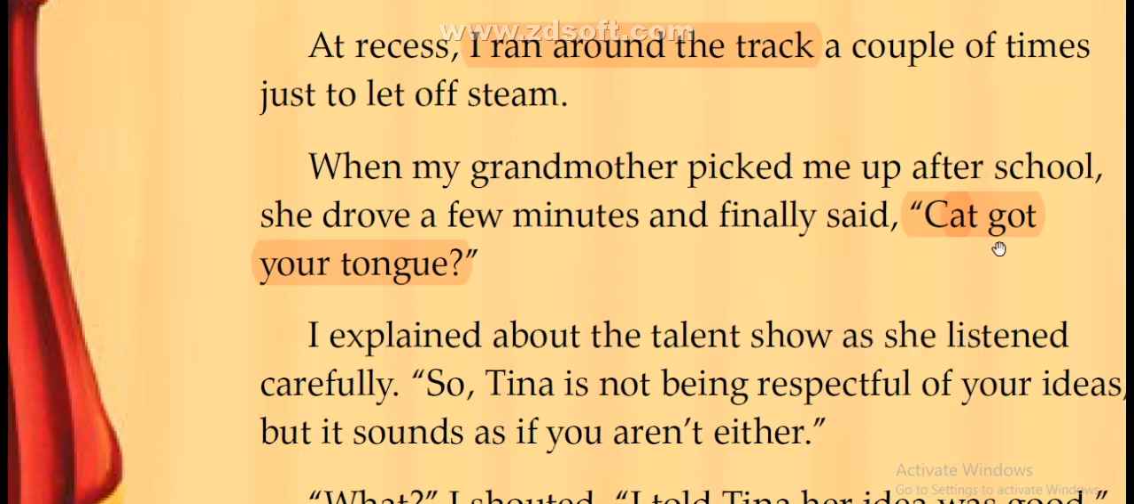Here, when Grandma said, "Cat got your tongue," did it really mean that the cat ate your tongue? Did it really mean that a cat came and took Mora's tongue and cut her tongue or ate her tongue? No, it doesn't mean that. It means, why are you silent? Why aren't you speaking? So instead of telling Mora, why aren't you speaking, she told her, did the cat eat your tongue? You're not speaking? So this is an idiom, right?